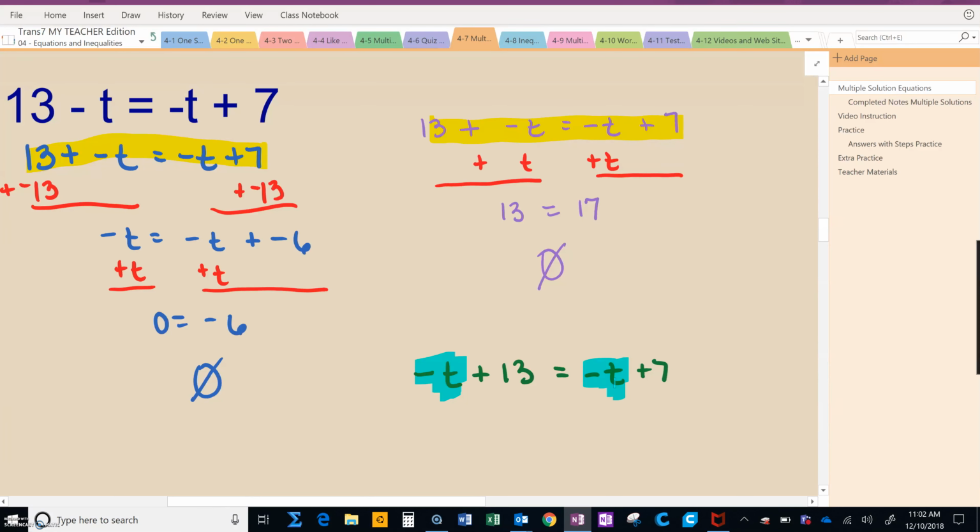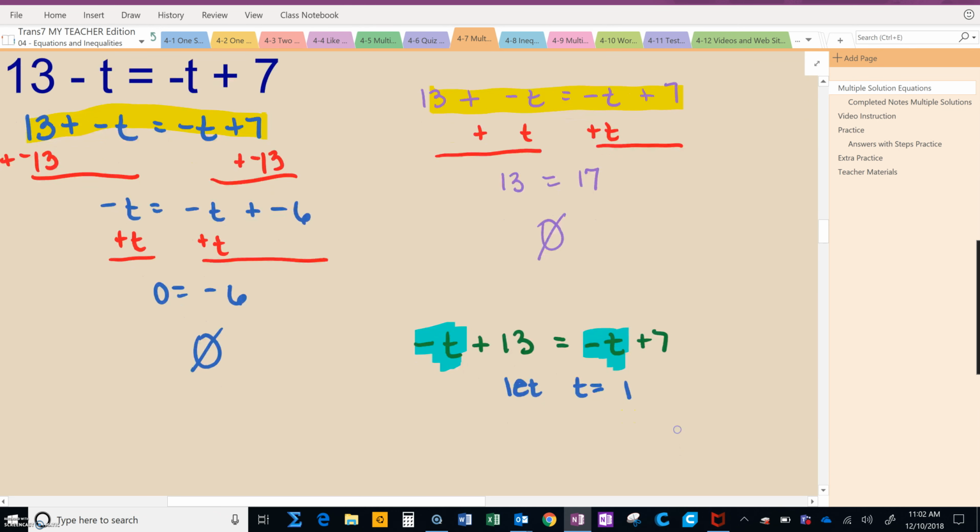We can tell right away that there's no way this can be true, because negative t plus 13 could never equal negative t plus any other number other than 13. So no matter what number we put in the place of t, we're going to get an untrue statement. For example, let's just explore this. Let's let t equal 1.